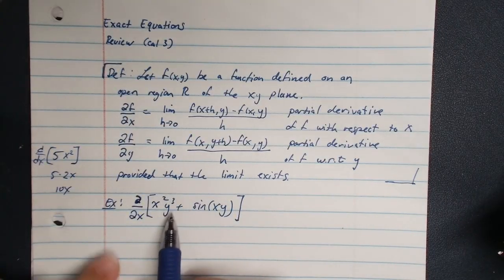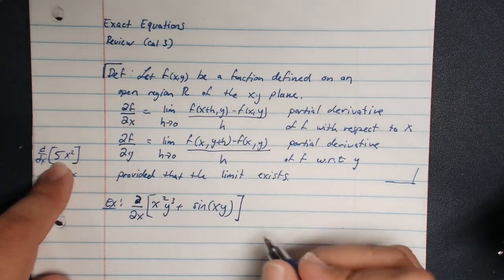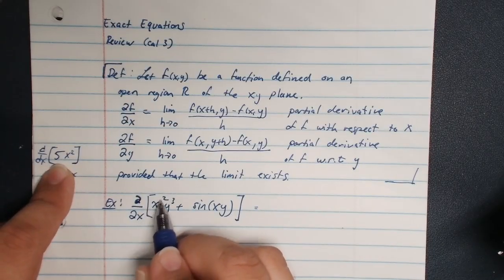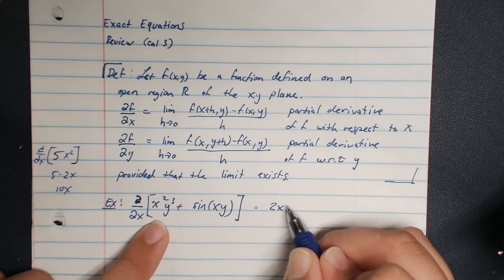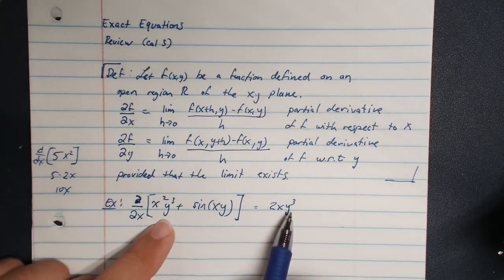This is a constant, just like the number 5 is, at least as far as this derivative is concerned. So just leave it alone. You're just taking the derivative of the x squared, which is 2x, and then the y cubed just gets multiplied in. And there you go. There's your derivative with respect to x.